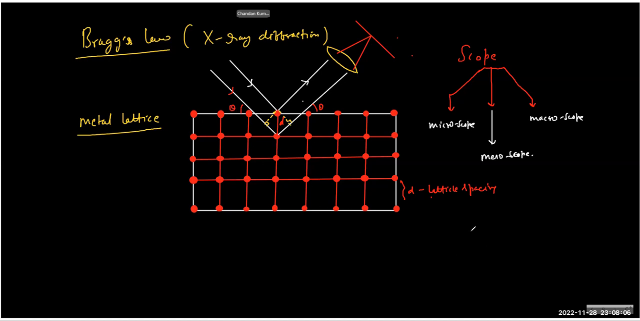And this path difference you can easily calculate by dropping a perpendicular from here. So if you zoom out and draw it separately, you can draw it separately for you. This is d, and we draw something like this.